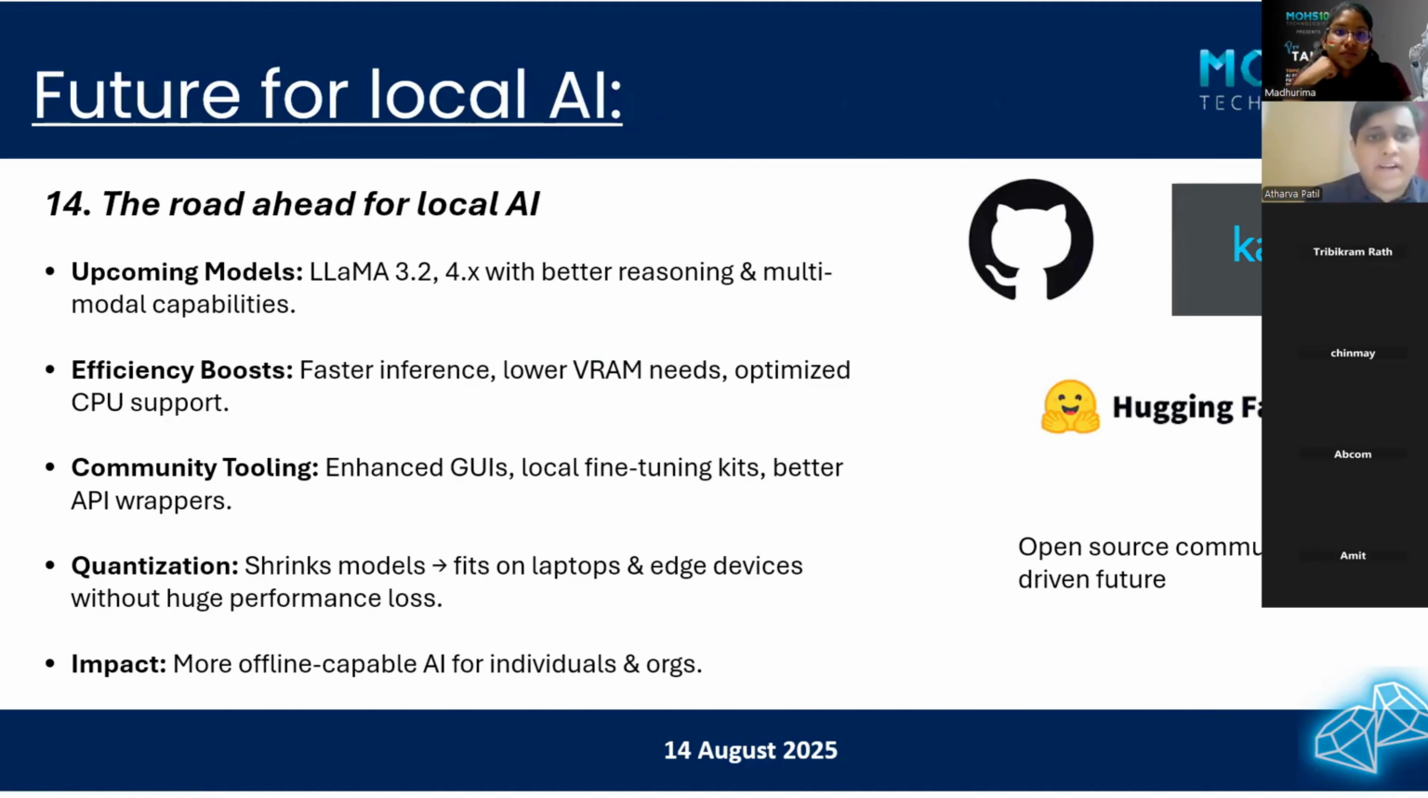So, what is the road ahead for local AI? There are multiple models, not only Llama 3, which we can use for better reasoning and multi-capability. They are used for other languages also, multilingual models, and even image generation models. Then efficiency: faster inference, lower VRAM, optimized CPU support. There is also huge community support on GitHub, Hugging Face, and Kaggle, so one developer can use these models very easily. Quantization shrinks models to fit on laptops and edge devices without performance loss, and brings more offline-capable AI for individuals and organizations.